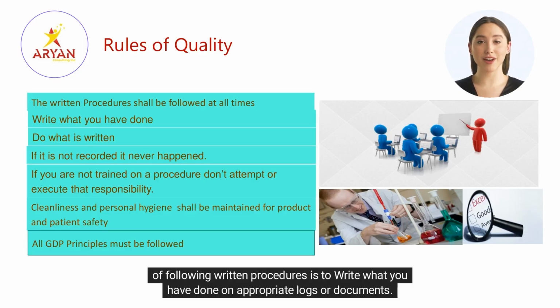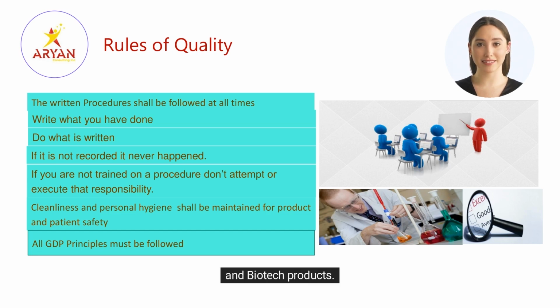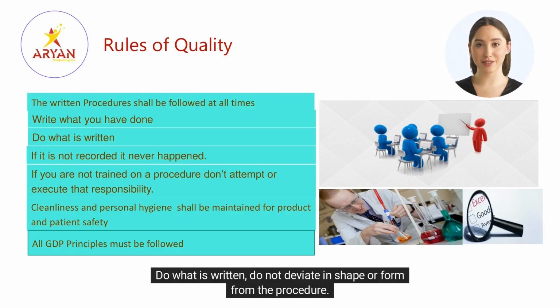The core principle of following written procedures is to write what you have done on appropriate logs or documents. The FDA requires traceability at minimum at each and every step of the manufacturing process of pharmaceutical and biotech products. Do what is written, do not deviate in shape or form from the procedure. Just like the sentence, if it is not recorded, it did not happen.